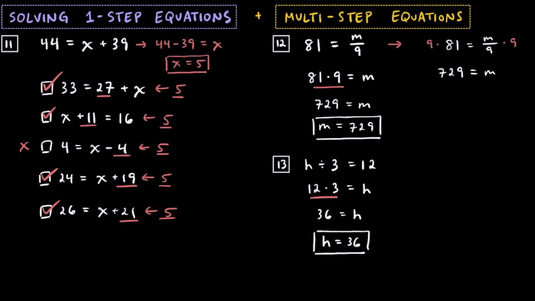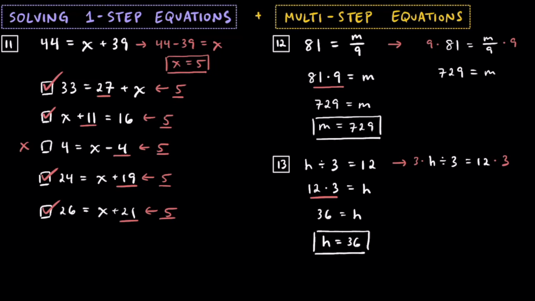Okay, now if you wanted to use those operations where we do the same thing to both sides, if h divided by 3 is equal to 12, then what's the inverse or opposite operation? Well, if we take the left side and multiply it by 3, and take the right side and multiply it by 3.